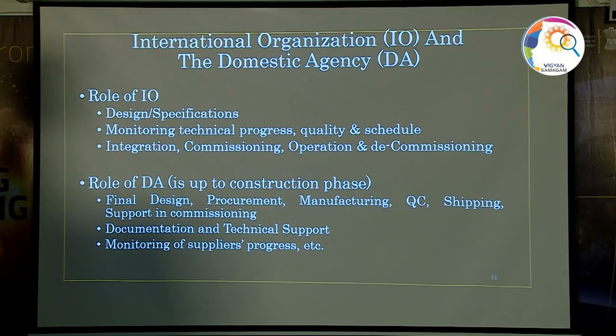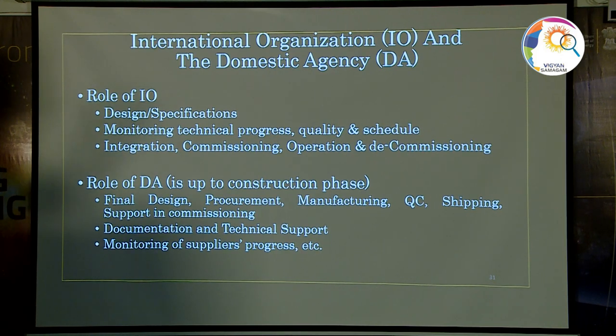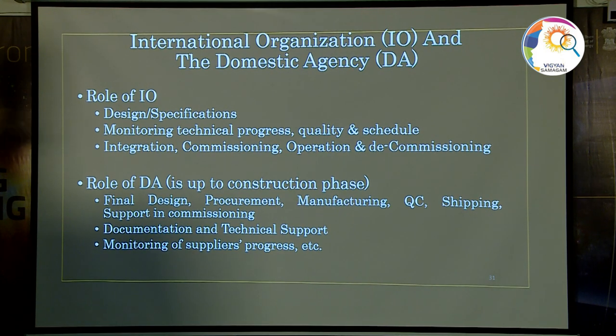Now, once the ITER organization was formed, like it is said that the parents in the family have this responsibility, the children have this responsibility. Similarly is the role of IO. IO is the ITER organization. It gives you the designs and specifications. It monitors the technical progress, quality and schedule, like parents monitor whether you are studying or not. And then integration, commissioning, operation and decommissioning. Okay. And then the role of DA is, once it has been decided which country would make what, the role of the DA or the domestic agency, like India is a domestic agency, it has to deliver what has been promised to ITER. And it has to deliver with a lot of documentation and technical support and monitoring of suppliers' progress.